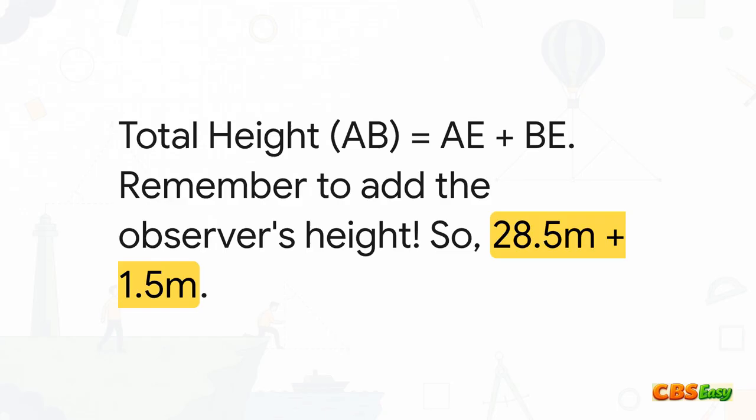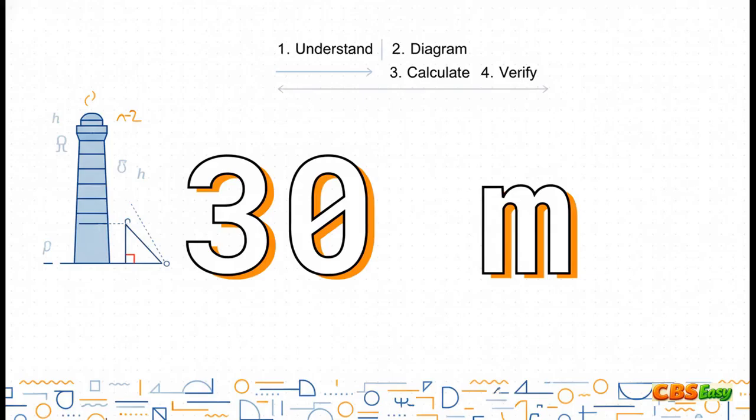Simple, right? But wait, hold on, we are not done yet, and this right here is a classic exam trap where so many students lose easy marks. Remember, 28.5 meters is just the height AE. That's the part of the chimney above the observer's eyes. To get the total height AB, you absolutely have to add back the observer's own height, which is 1.5 meters. Do not forget this final step. And that gives us our final answer. The total height of the chimney is 30 meters.